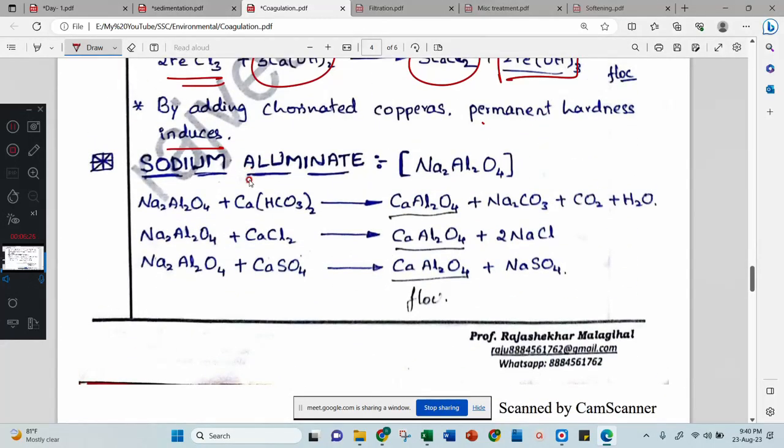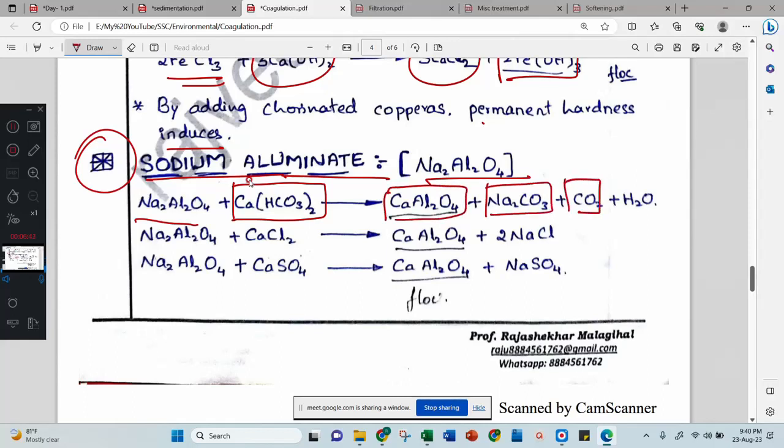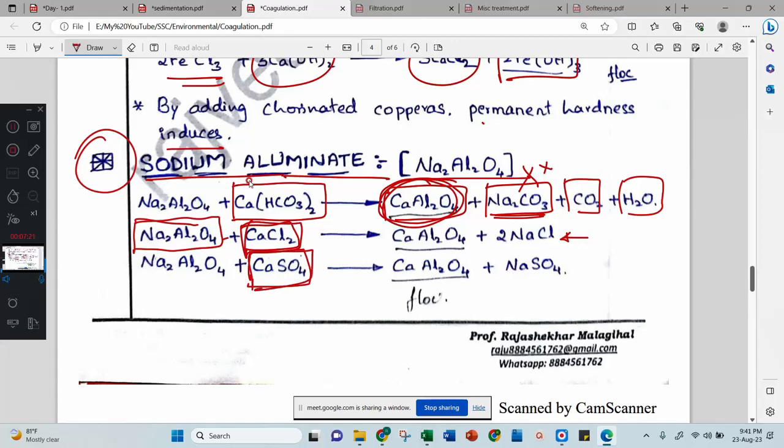Then the last one is very interesting, sodium aluminate, a very good coagulant. Look here, sodium aluminate will react with temporary hardness and convert it in this way. Here, this is a flock. Is it permanent hardness? No, it is not. By adding sodium aluminate, you don't have any permanent hardness induced. Good, no? One more very important thing: if any permanent hardness is there in the water, sodium aluminate will react with the permanent hardness and it will produce a flock. It's very interesting, no? Therefore sodium aluminate is always good.